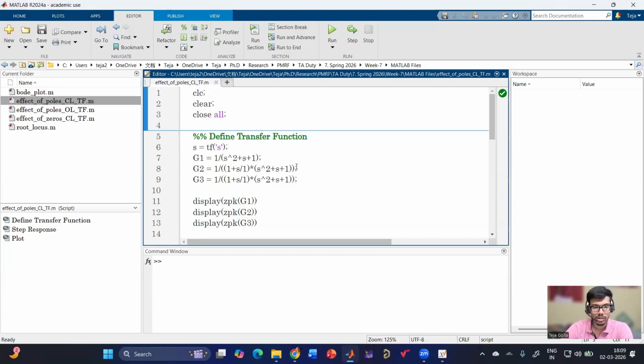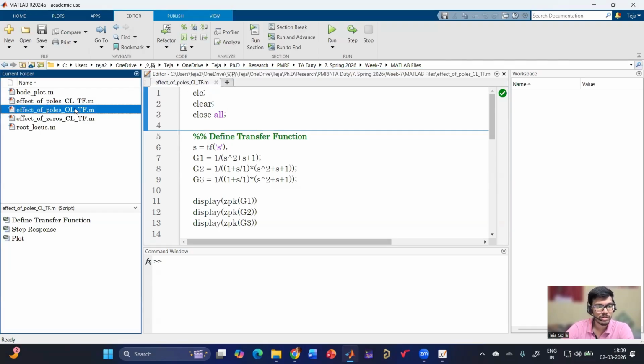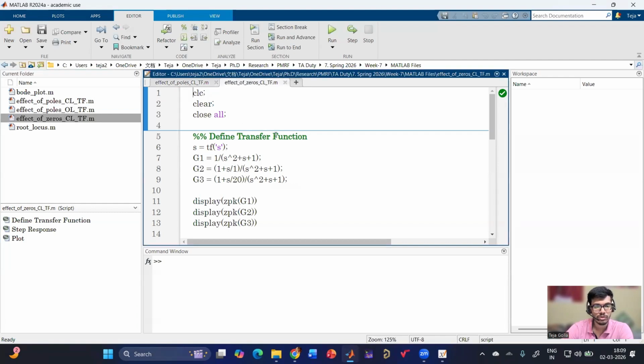So we are not going to use the variables that we have defined in some other code. And then coming to the transfer function, I'm considering three case studies. The original transfer function is 1 by s squared plus s plus 1, which will have imaginary poles. This is what I am considering. Now, sorry, this is for poles. So now let us shift to zeros. We are currently checking the effect of zeros on the closed loop transfer function.